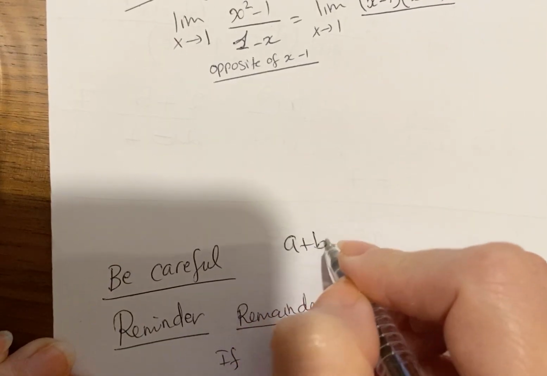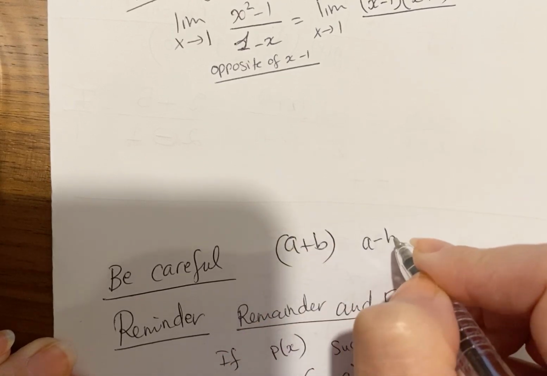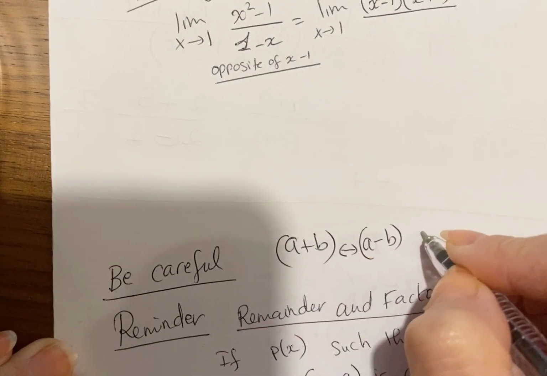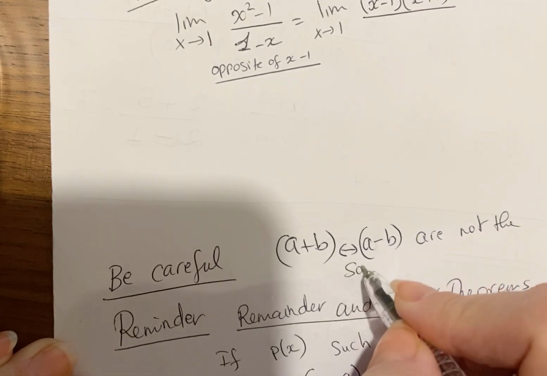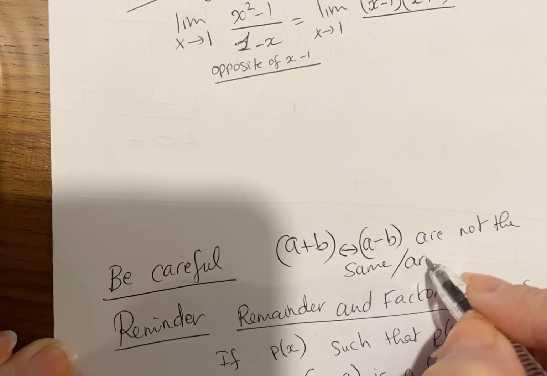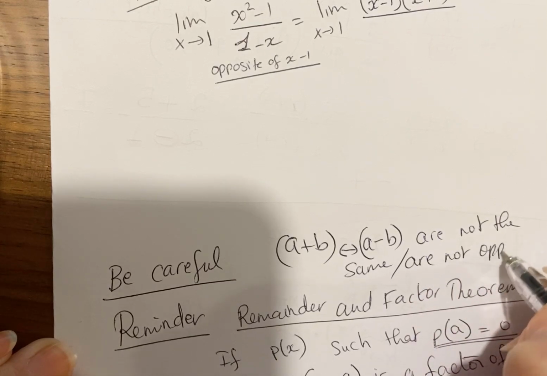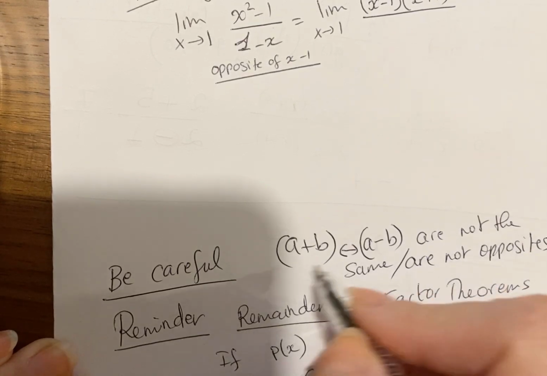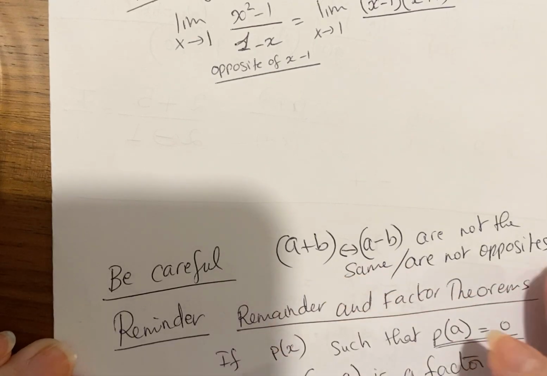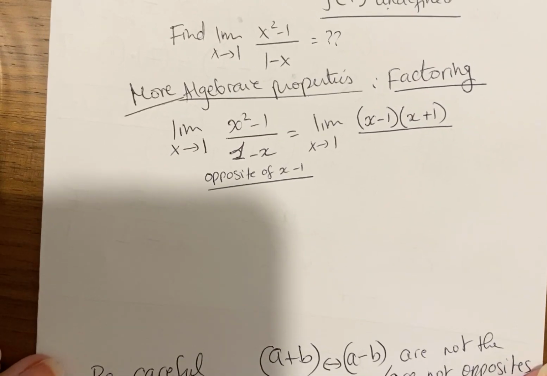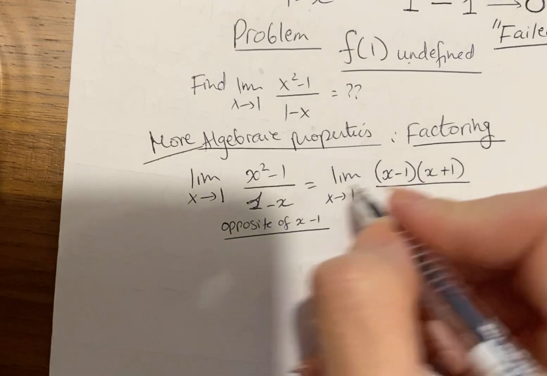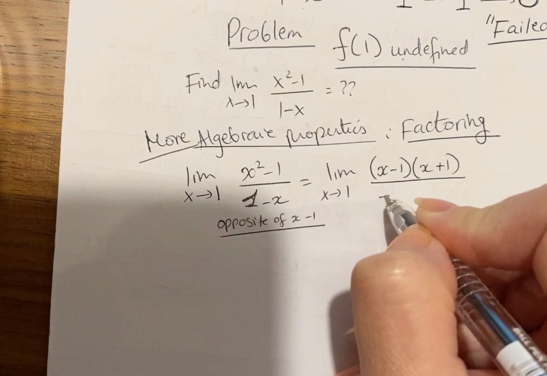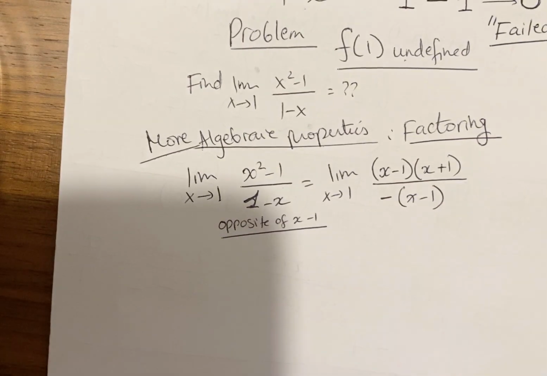a plus b and a minus b, those are not the same. They are not opposites. So they don't cancel each other. If I have a plus b over a minus b, I cannot simplify them. They are not comparable to each other. So 1 minus x is the opposite of x minus 1.